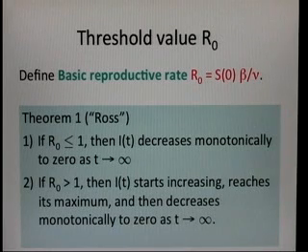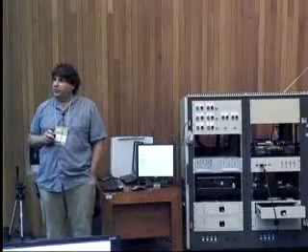And the theorem, which essentially is due to Ross, who was the first one to prove this, again in a more complicated case, is that if R0 is less than or equal to 1, then the disease quickly dies out. In fact, if R0 is less than 1, we'll see that it dies out with exponential speed. And if R0 is bigger than 1, then the number of infectives starts increasing. It reaches some maximum, and then it decreases monotonically to 0 as t goes to infinity. So R0 determines whether the disease dies out or whether it starts increasing. This is what's called the threshold theorem.